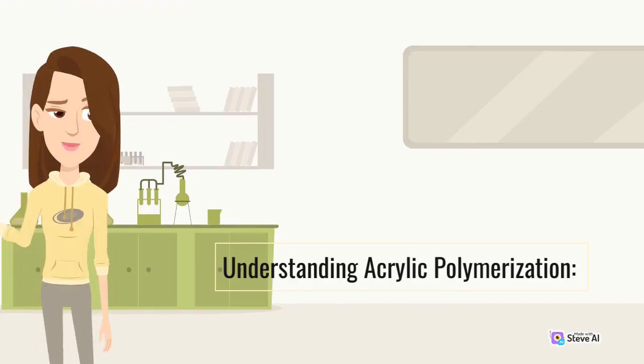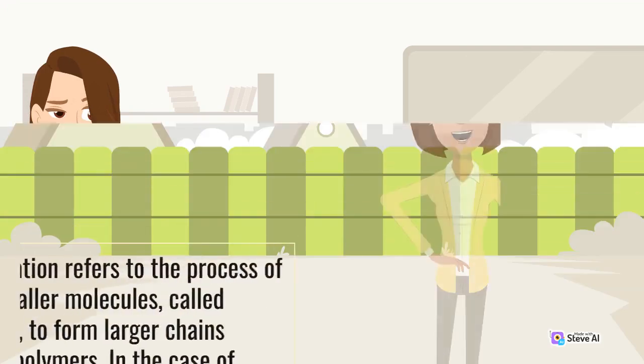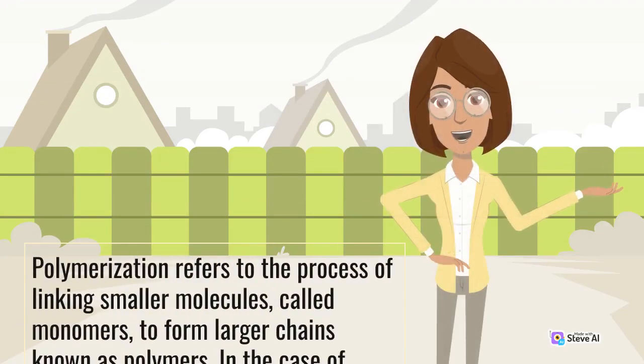Understanding acrylic polymerization. Polymerization refers to the process of linking smaller molecules, called monomers, to form larger chains known as polymers. In the case of acrylic paints, the monomer is usually methyl methacrylate.